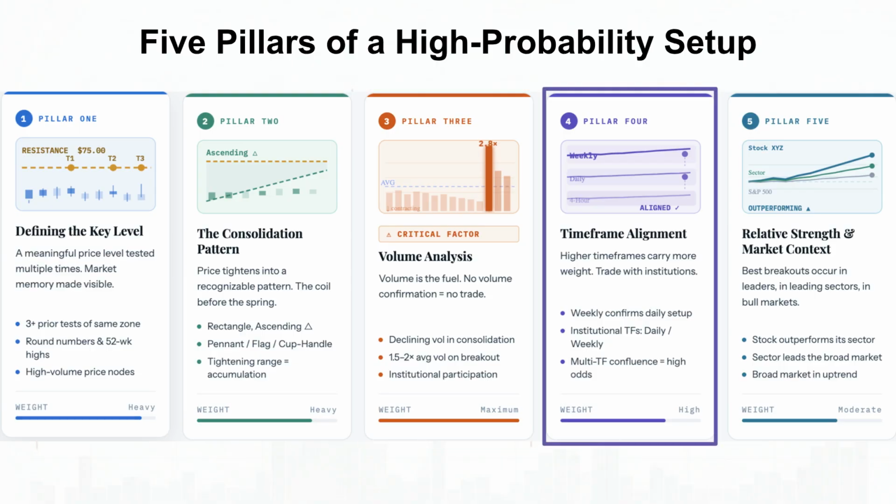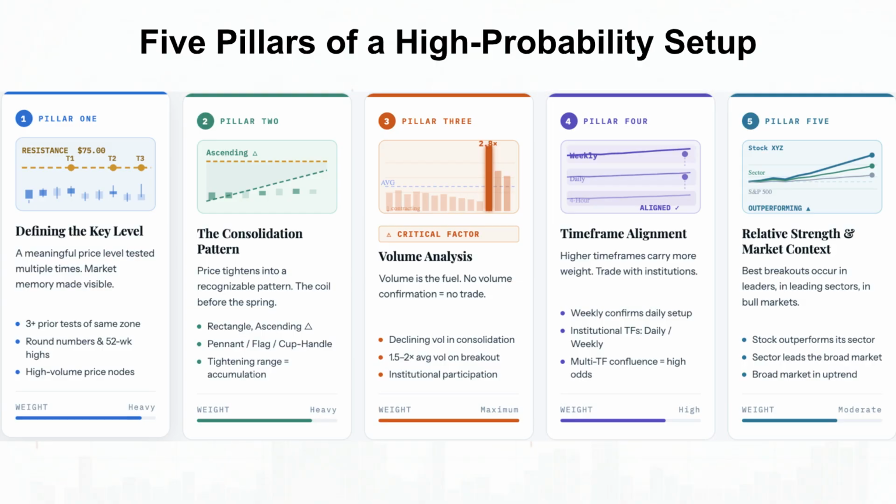Fourth, time frame determines weight. A breakout on a weekly chart reflects sustained positioning over months and carries greater institutional relevance than an intraday move. Institutional capital operates primarily on daily and weekly horizons. Aligning with higher time frame structure improves probability through what technicians call time frame alignment.